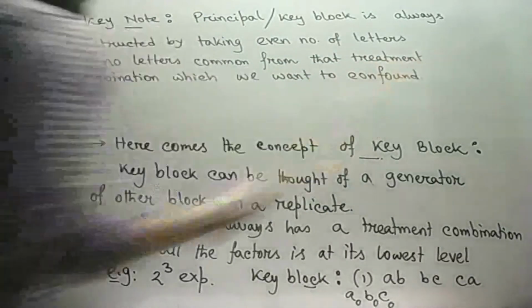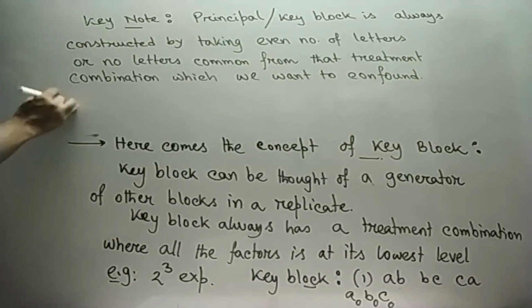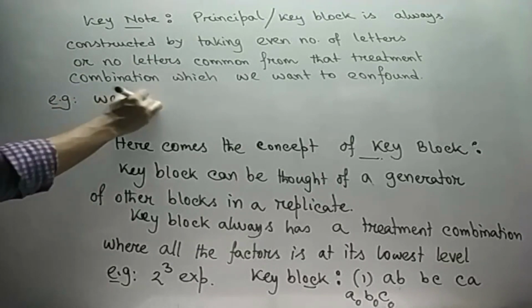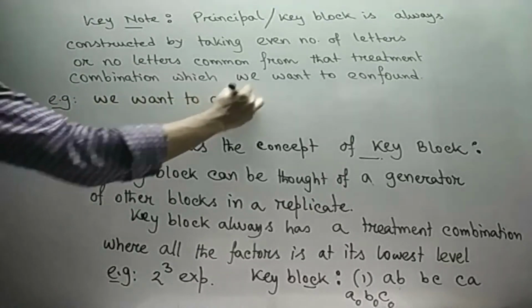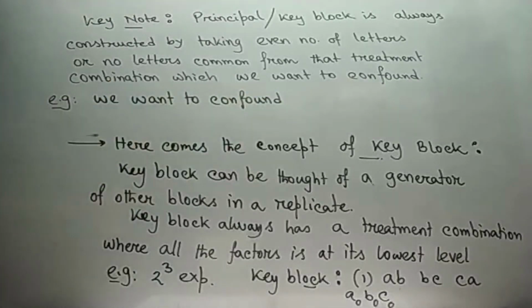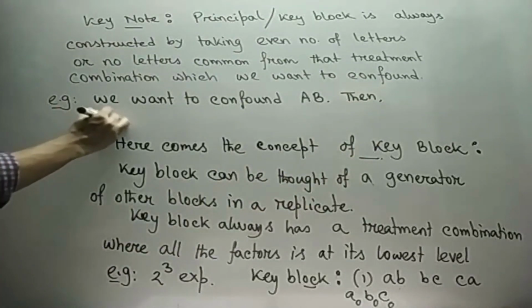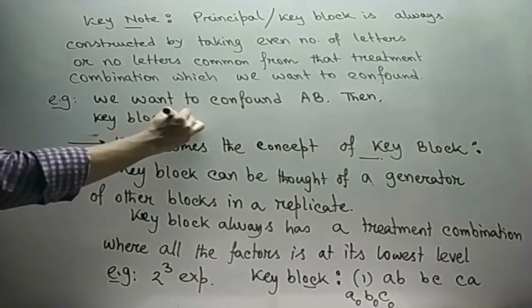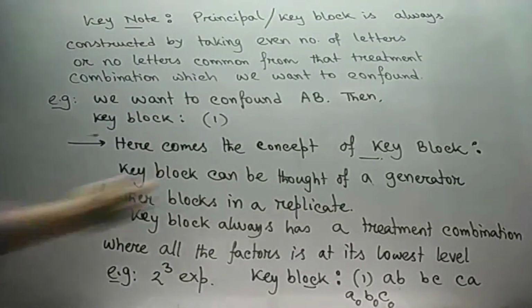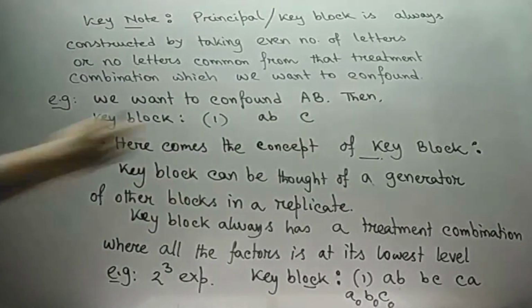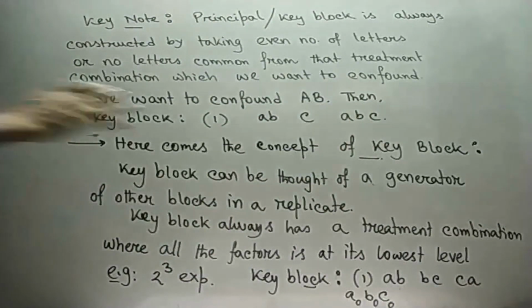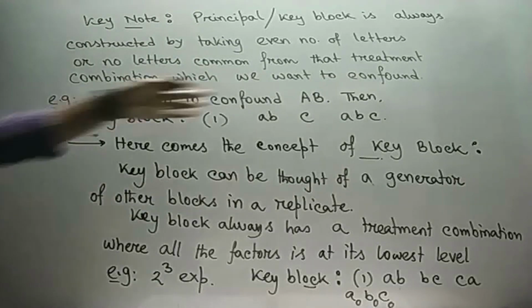Now what does that mean? Let's have an example for that. Suppose we want to confound, let's say, AB. Then the key block will be 1, then AB, then C and ABC. If we take, let's say, a 2 cube factorial experiment, then we can do this.